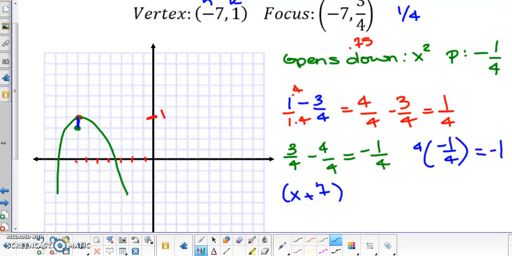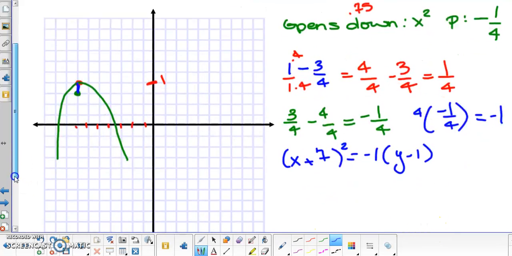Okay, so leaving off from the last video, we had just found 4p equals -1 by doing 4 times whatever our p-value was, -1/4. Now we're starting to put this into the format for the equation. Since this is an x squared, it's opening up with the x plus 7 squared, and then we're going to set it equal to 4p. So 4p we know is -1 times y minus k, where we know our k value is 1.